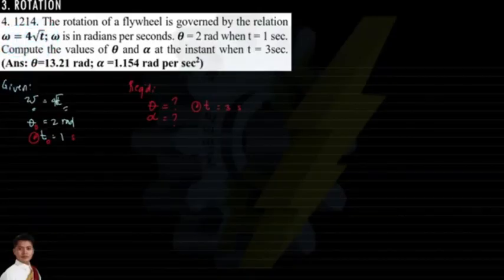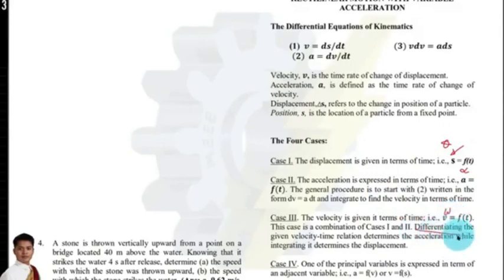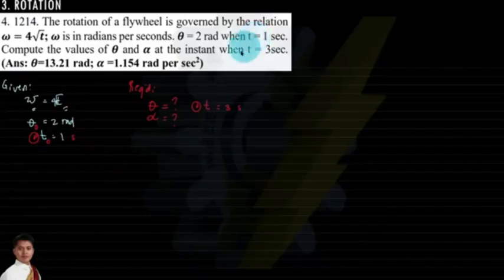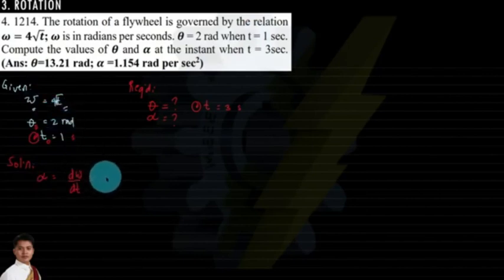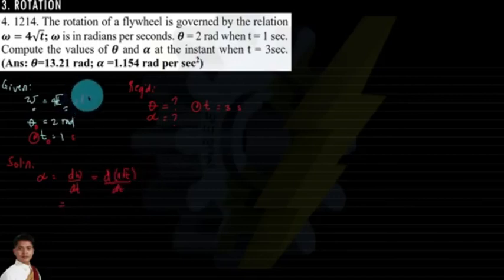Based on these techniques, we differentiate to solve for the acceleration, and then integrate to solve for the displacement. So meaning, let us differentiate first the given equation to solve for the acceleration. So we have d omega over dt. Again, differentiate this equation. That 4 square root of t can be written as 4t raised to 1/2. Then we can use the power formula to solve for its derivative.